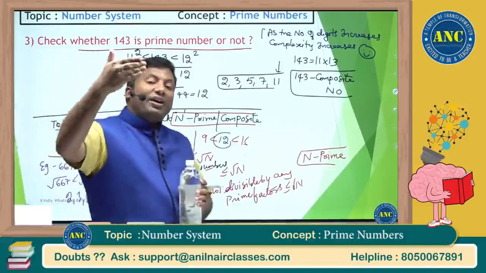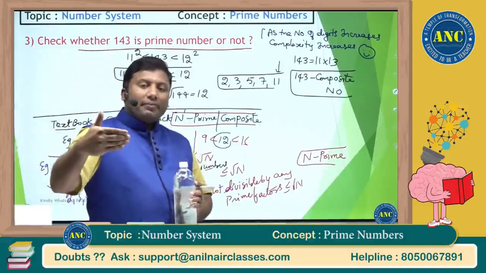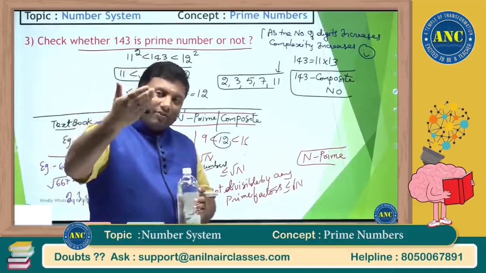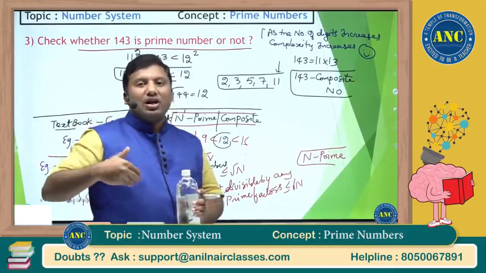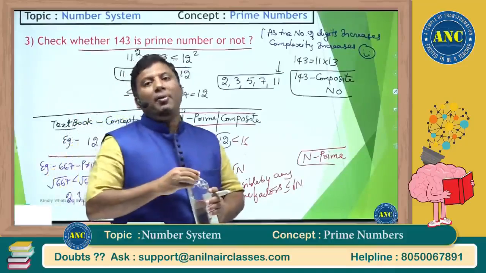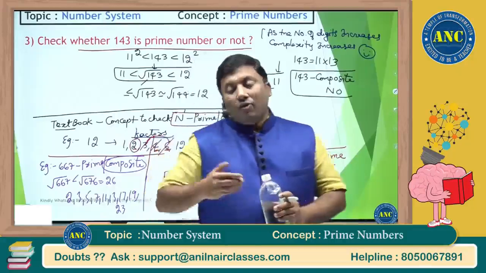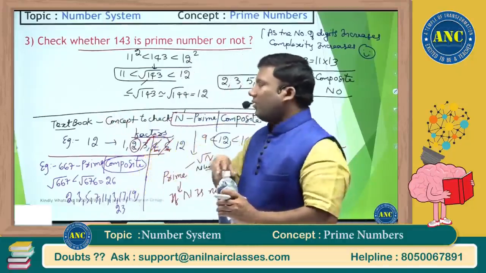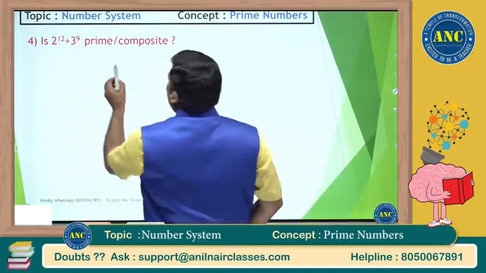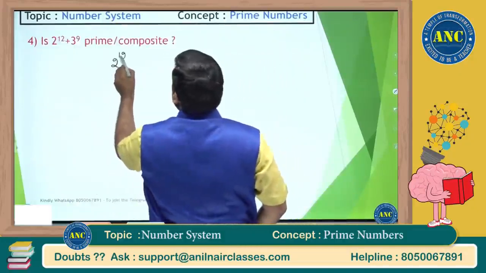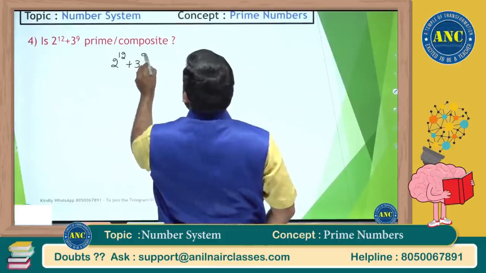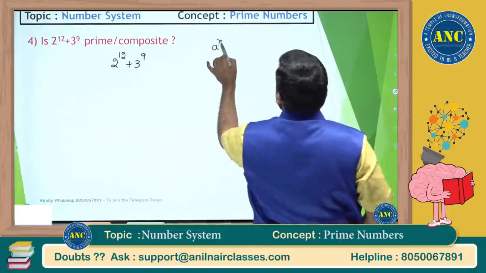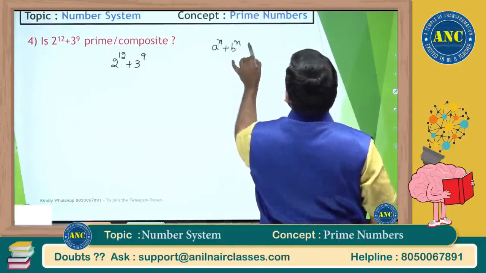Rule number 1: if it is an even number greater than 2, it is a composite number. What if it is an odd number? Then rule number 2 comes into the picture. Check whether the number is of the form a power n plus or minus b power n. What if I am unable to write the number in that form? Is 2 power 12 plus 3 power 9 prime or composite? This question is based on the concept a power n plus b power n.